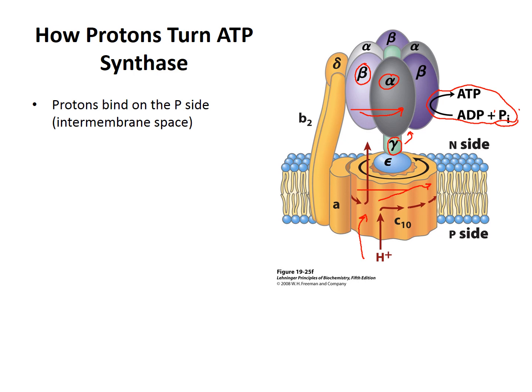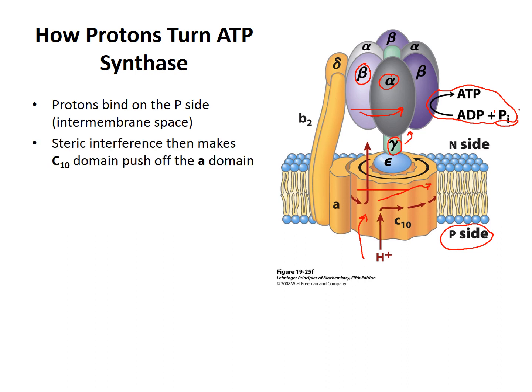So protons bind on the P side of the membrane. This is the inner membrane of the mitochondrion. The P side is in the intermembrane space, and protons flow back through to the N side, which is in the matrix of the mitochondrion.